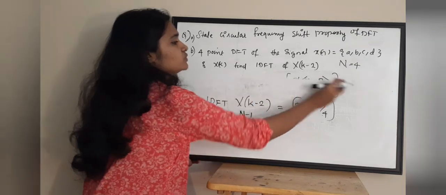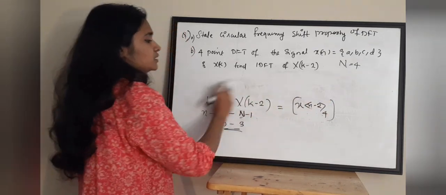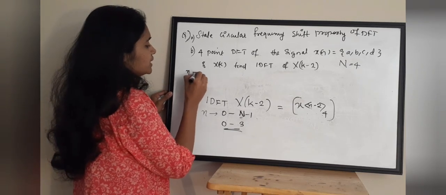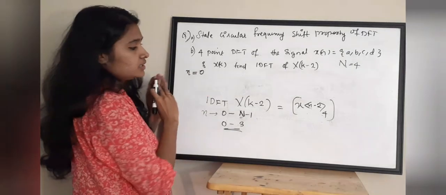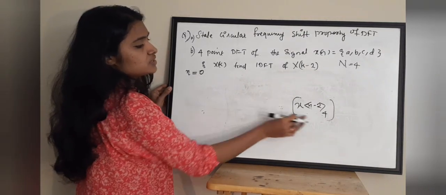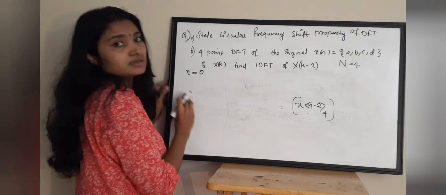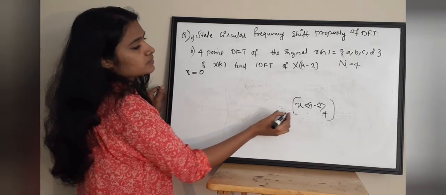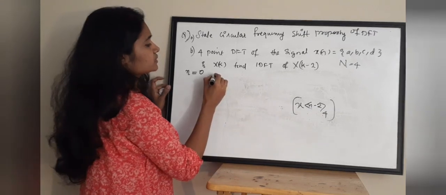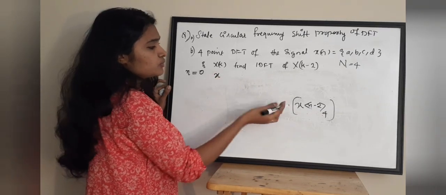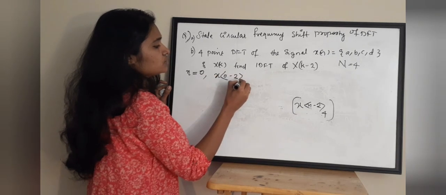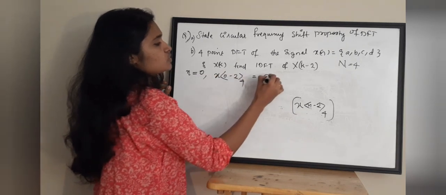Now I am going to find it. For that, I am just removing this. First, I'm going to take n equal to 0. So I'm going to find this shifted sequence, which is the IDFT, right? x of n minus 2, here I'm going to put n as 0. So 0 minus 2, that is x of minus 2.